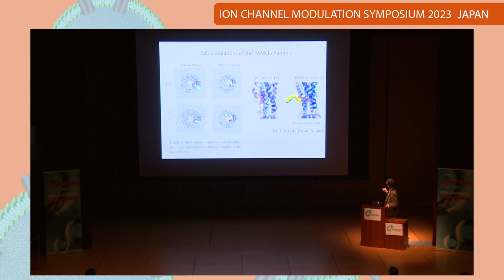And also the green one found in the occluded form left the intercellular space. Instead, the red one came into this space. So this suggests the lipids around the pannexin 1 protein are flexible. However, lateral movement of the lipid passing through the intercellular space was not observed during this calculation. So the interpretation of the lateral diffusion still remains to be elucidated.